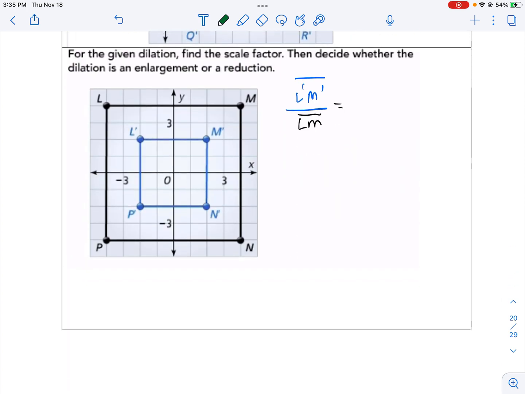Again, you can pick any two corresponding sides. Here I picked L to M, so it's length of the image over length of the original. The image is smaller than the original, so we are going to reduce its size. So from L prime to M prime is 4 units in length. And from L to M is 8 units in length, which gives me a scale factor when I reduce that fraction of 1/2. So my reduction of the shape is 1/2. My scale factor is 1/2, meaning the image is half the size of the original.